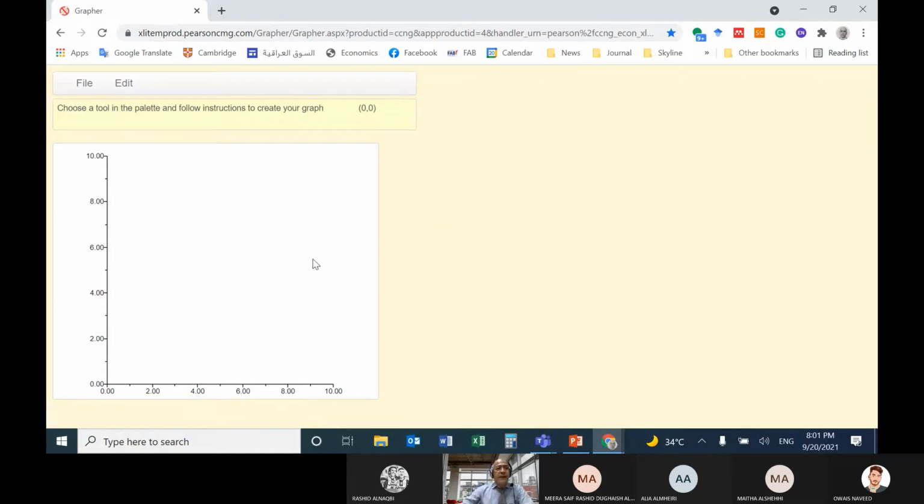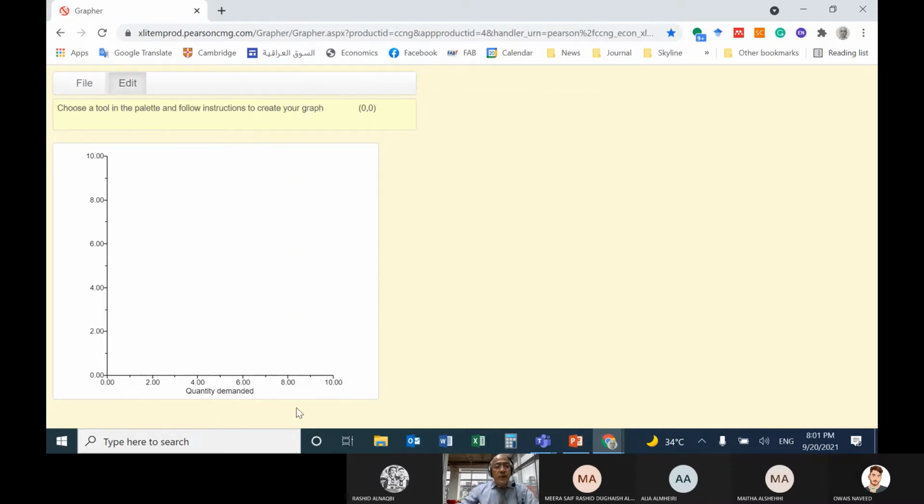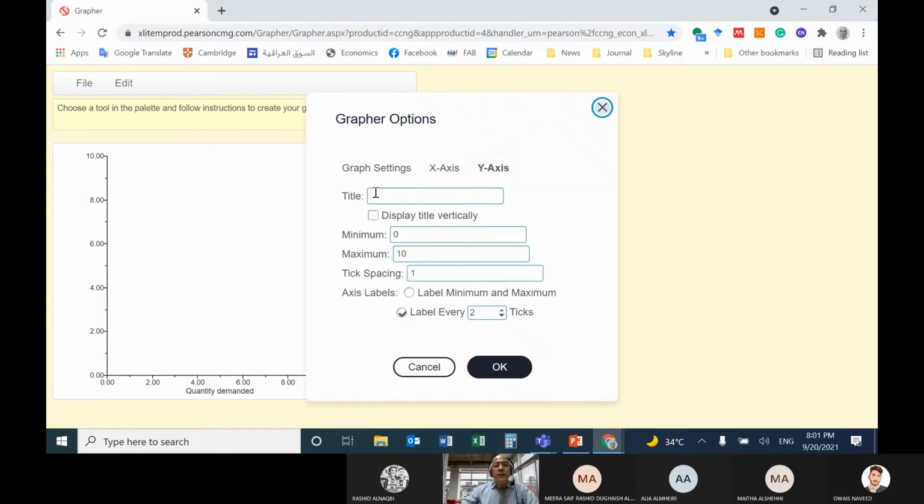See here, edit x-axis. I will write here quantity demanded. So in the x-axis, I put quantity demanded. So I need to put the price of tomatoes.